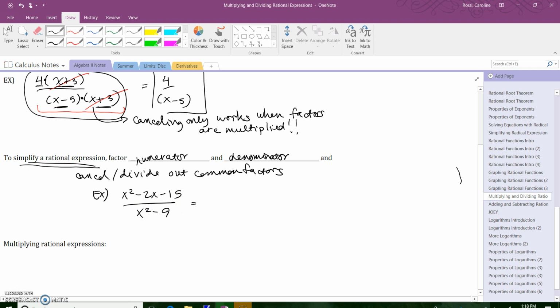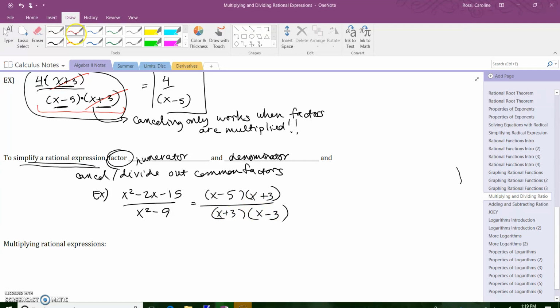This lesson is going to be a really good review of all your factoring skills because they're all going to come into play here. So to simplify something, what we're going to do first is factor the numerator and factor the denominator. So two numbers that multiply to negative 15 and add to negative 2: negative 5 and 3. Our denominator is a difference of two squares. Things I can cancel, x minus 3.